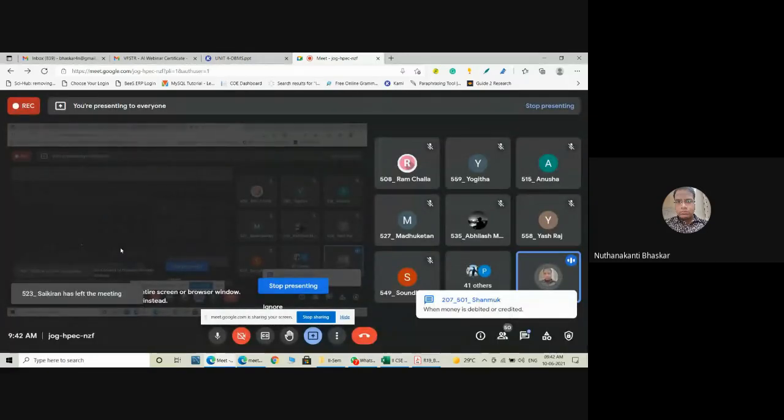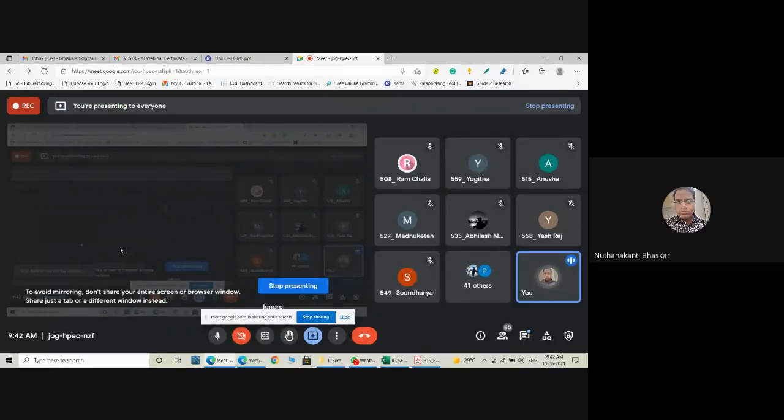When money is debited or credited. Yeah, when money is debited, but what is the technique? Then based on this understanding, what is the transaction? By instance of buying and selling something.